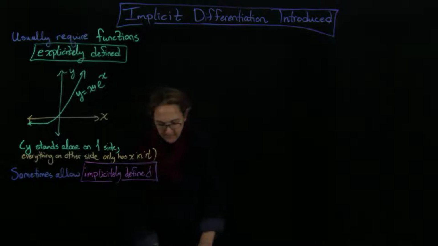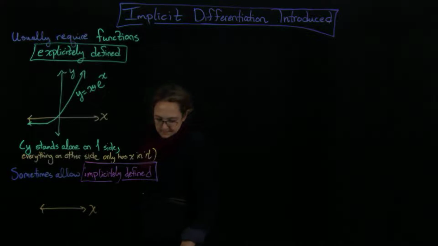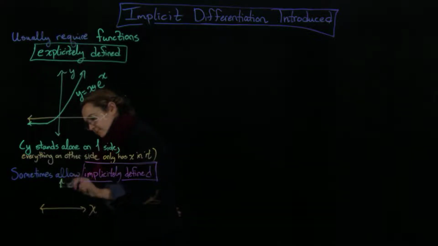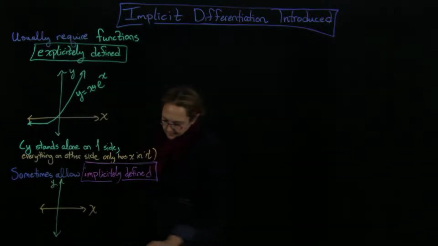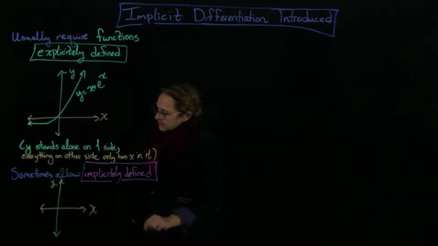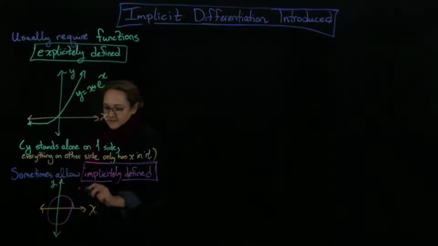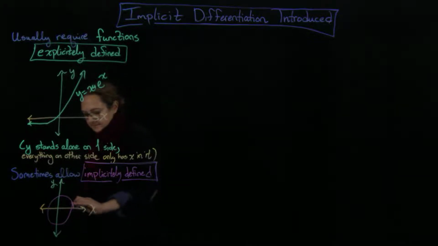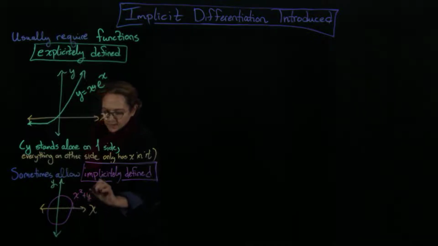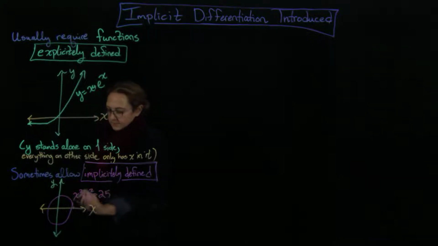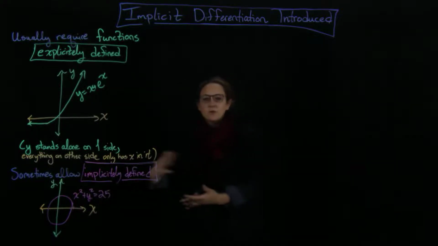So I have my graph, so I have x, and then I have y, right? But it's possible to have more than one y value for a given x value. For example, if I wanted to draw a circle like this, where it's written as x squared plus y squared equals 25, for example, right? So this is a circle of radius 5. So that's sometimes something we actually want to deal with. It's just called implicitly defined.